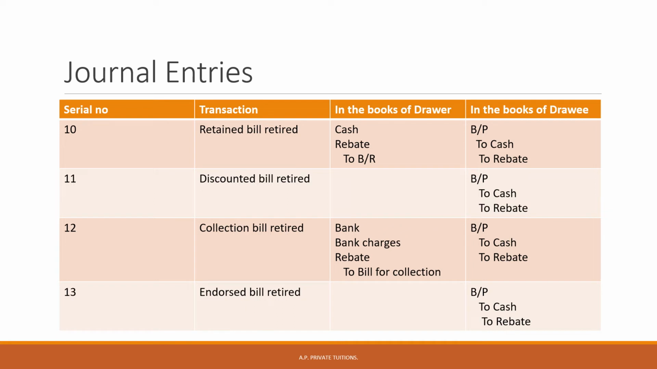The only thing that is new here is that, in between, the rebate is debited because he is giving a discount to the other party. So the rebate becomes his loss. So he says cash account debit, rebate account debit to bills receivable. And here he says bank account debit, bank charges account debit, rebate account debit to bill for collection. Earlier it was bank account debit, bank charges account debit to bill for collection. That was the entry for honoring of collection bill. In between, you will add the rebate debited. I hope it is clear.